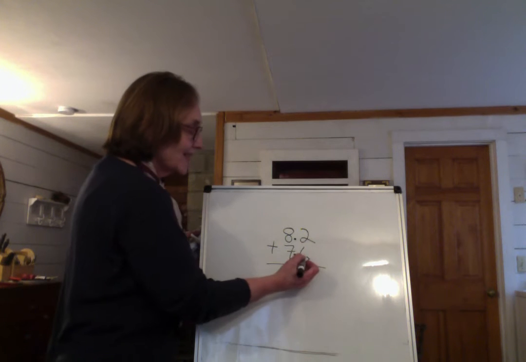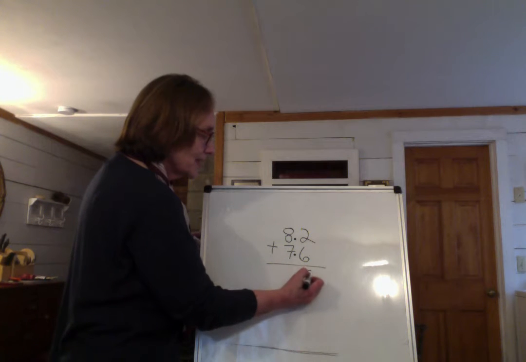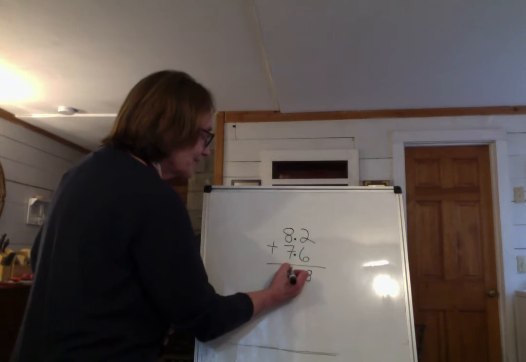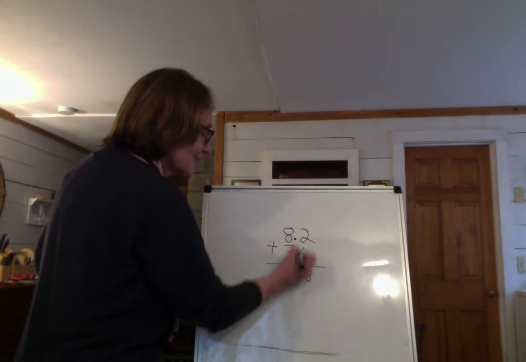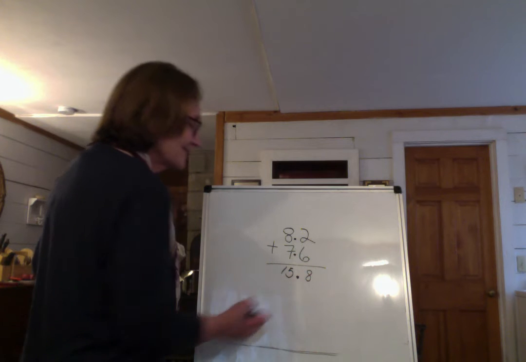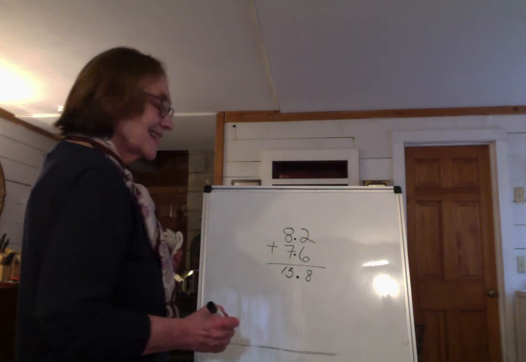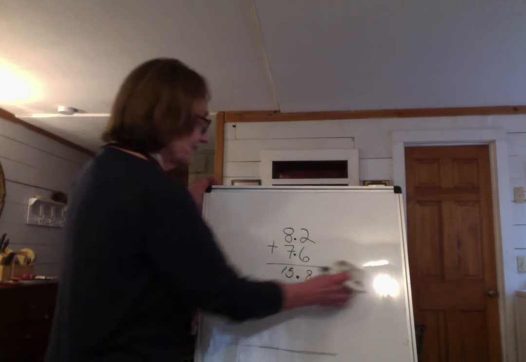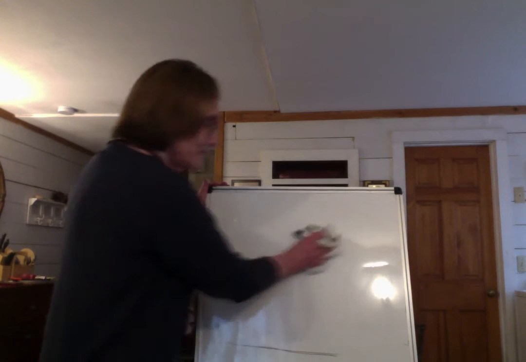There. 6 plus 2 is 8. And 8 plus 7 is 15. Drop your decimal point down. 15 8/10. That's our answer. It's easy as that. A couple of things to remember.